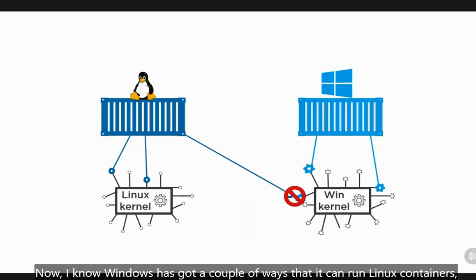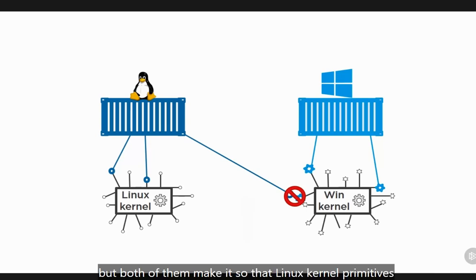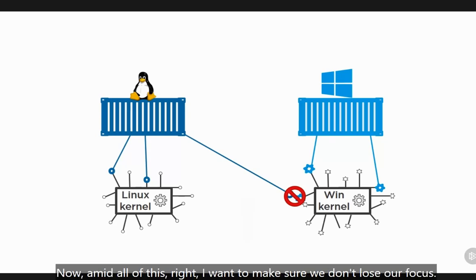Now, I know Windows has got a couple of ways that it can run Linux containers, but both of them make it so that Linux kernel primitives are available to the container here. So I guess, yeah, you can run Linux containers on a Windows machine, but there's magic going on to make it happen. Now, amid all of this, right, I want to make sure we don't lose our focus.